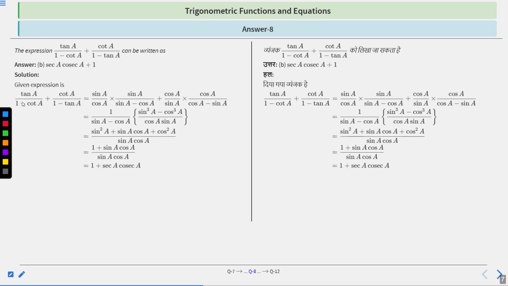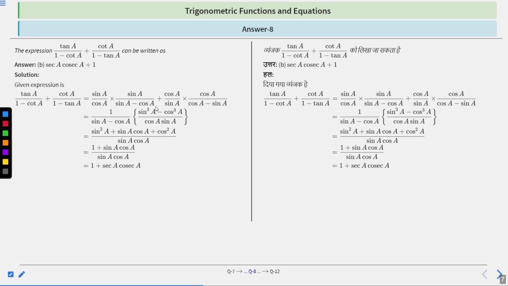The given expression is tan A upon 1 minus cot A plus cot A upon 1 minus tan A. See, what we have done, we have written tan A as sin A upon cos A and cot A as cos A upon sin A. Therefore, it is equal to sin A upon cos A into sin A upon sin A minus cos A plus cos A upon sin A into cos A upon cos A minus sin A. Therefore, it is equal to 1 upon sin A minus cos A, taking 1 upon sin A minus cos A as common.